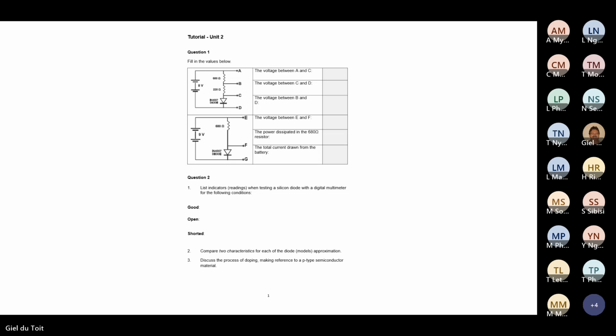To calculate the voltage, I can use the voltage divider rule. When I use the voltage divider rule, the voltage between A and C equals 8 volt minus 0.7 volt of the diode. So 8 minus 0.7 gives me that voltage between A and C, which is basically 7.3 volt. Now I can use the voltage divider rule with the 680 and 220 for the 2 resistors.